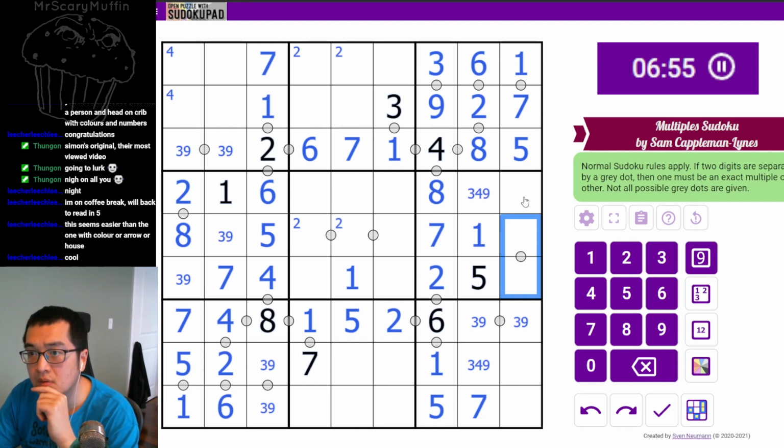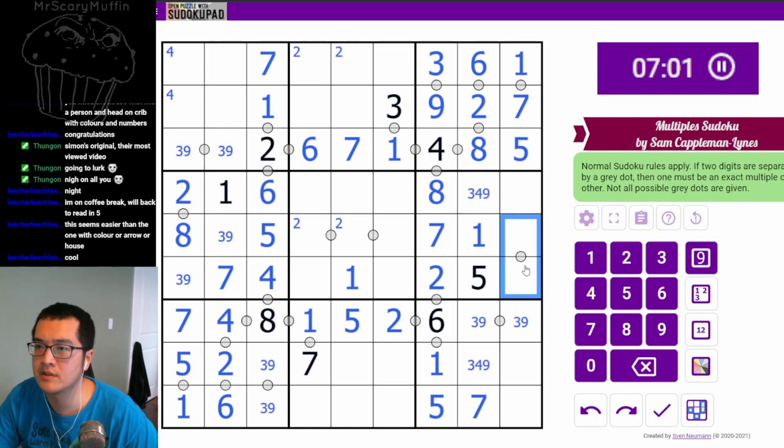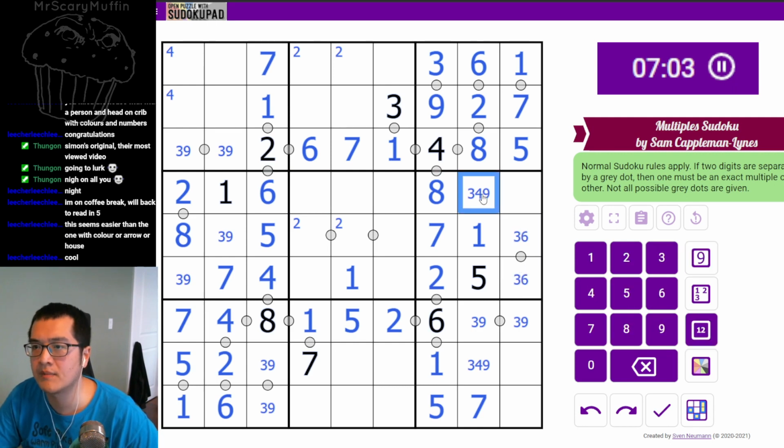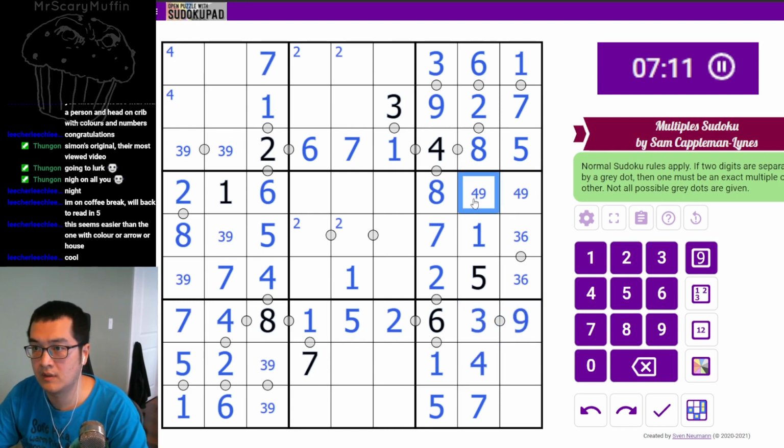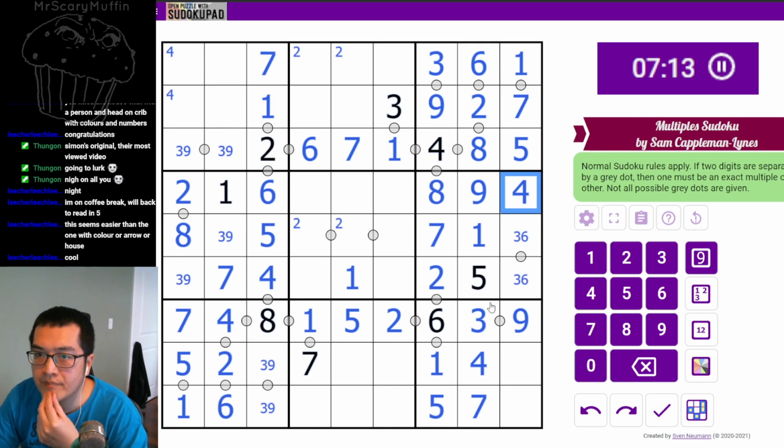What are we missing? 3, 4, yeah, 9, and 6. And actually, 6 has to be in here, and it only goes with 3, so that can't be a 3 anymore. So that's a 4 and 9 over here. These 3s make that one a 9. That's a 3. That's a 4. That's a 9. That's a 4.